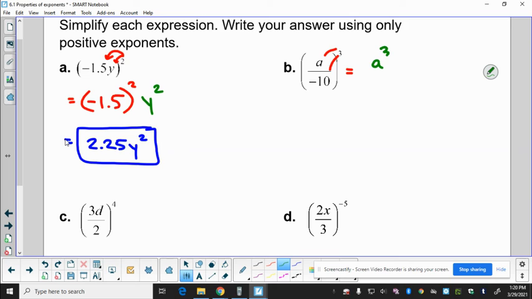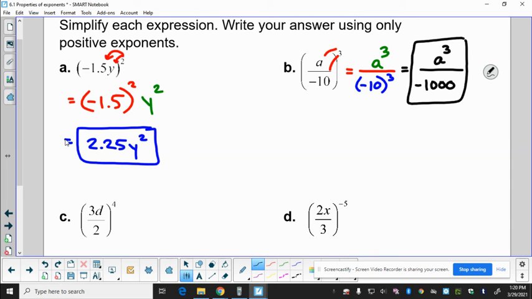It'll be a to the third over, now watch how I write this, negative 10 in parentheses to the third power. And what I'm going to do next is figure out what this is. Well, I know a to the third is this. Negative 10 to the third power, if you think about it, is negative 1,000. It's just 3 zeros. No need to use a calculator for that.